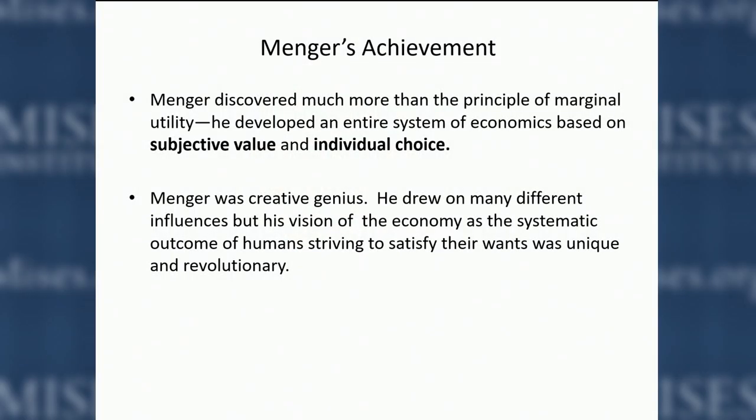Menger was always focused on action and wants and people striving to satisfy their wants. But he really discovered much more than this principle of marginal utility. He developed an entire system of economics that was based on subjective value, people valuing different things in different ways, and on choice, individual choice among alternatives in a world where the means are scarce. Means are another word for goods, as we'll see.